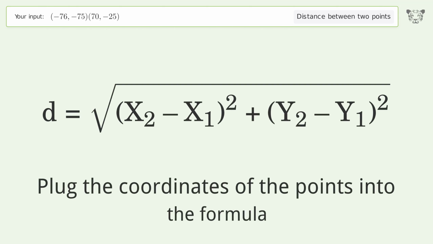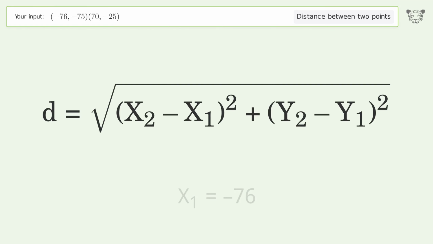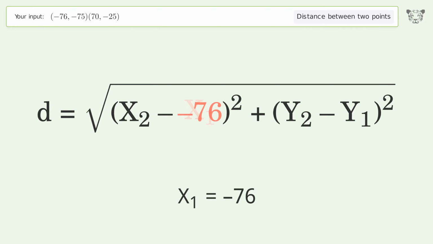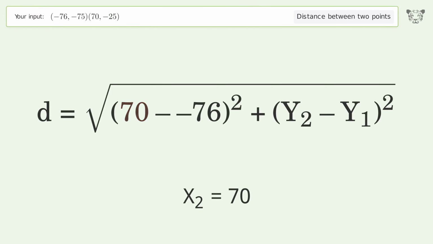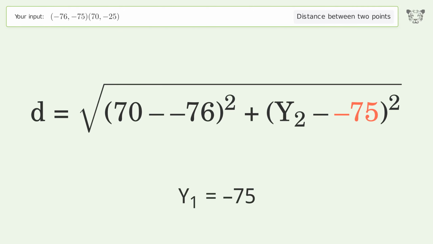Plug the coordinates of the points into the formula. x1 equals -76. x2 equals 70. y1 equals -75. y2 equals -25.